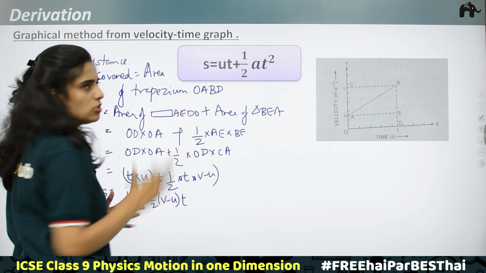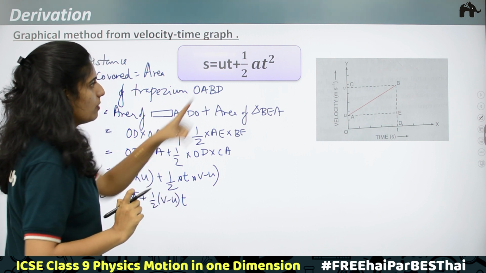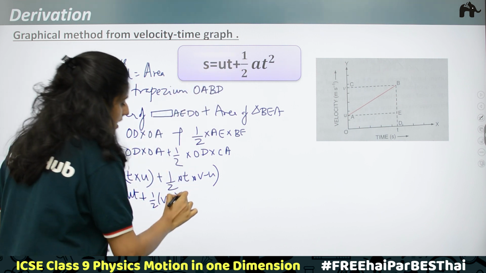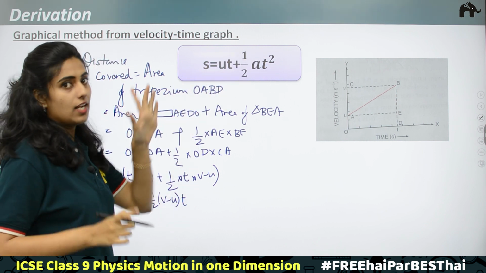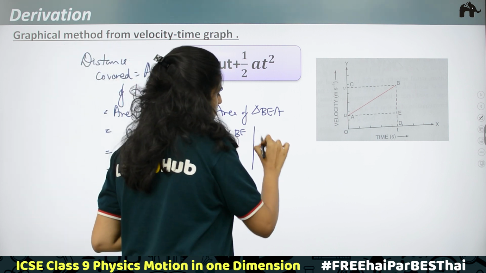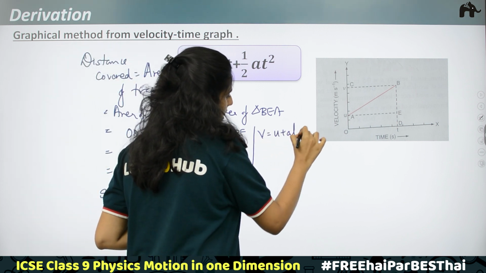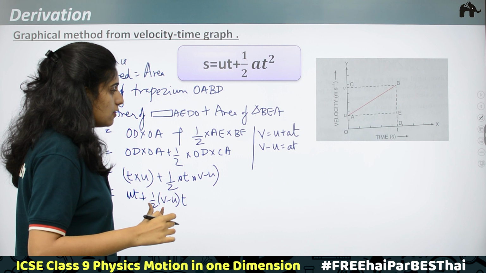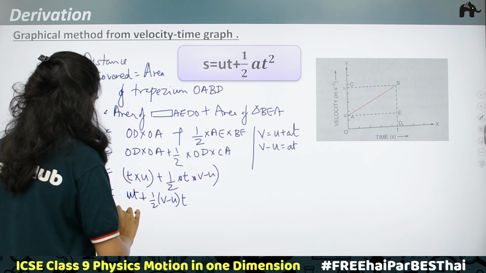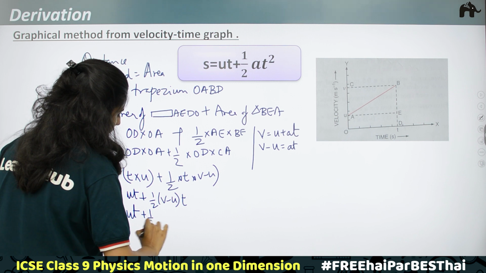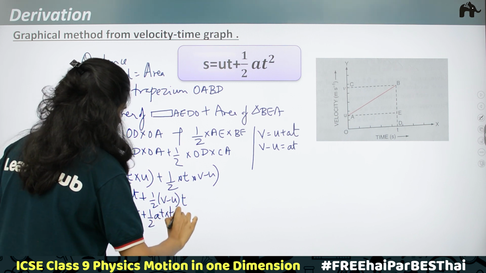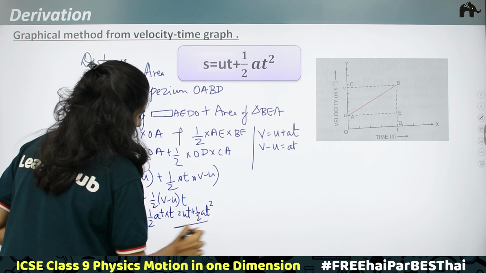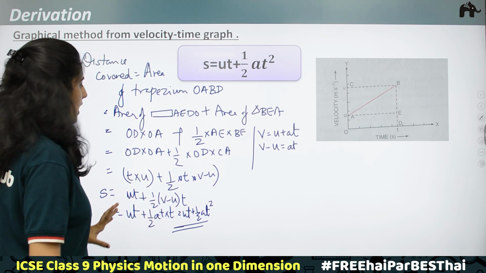So, we have almost reached, but here we have V minus U, but here it is A. Now we have to change this V minus U to A, and the time, here we have just T, here we have T square. So we have the first equation of motion, that is V is equal to U plus AT, which means V minus U will be equal to AT. Here we have V minus U. In place of V minus U, we can substitute AT. Then this becomes UT plus half AT into T, that is UT plus half AT square. Okay, UT plus half AT square.